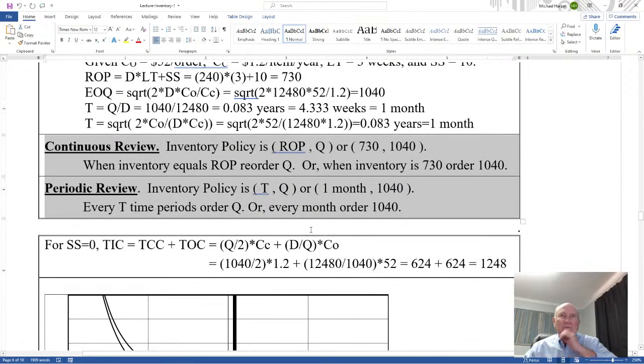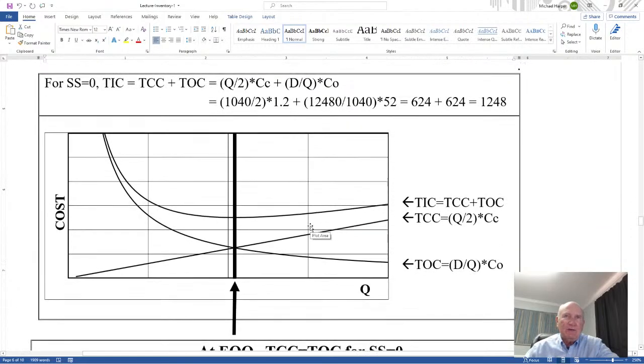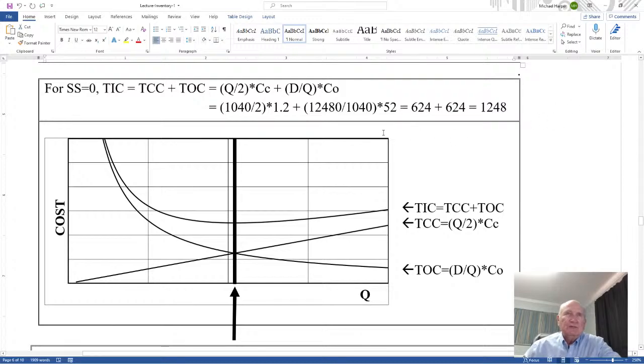Okay. Now, let's look at the concept of EOQ from this graph right here. So the idea here, let's have 0 safety stock. The safety stock is 0. The total inventory cost then is the carrying cost plus the ordering cost, which is Q over 2 times C sub C, plus D over Q times C sub O. So I'm just using all those equations together.